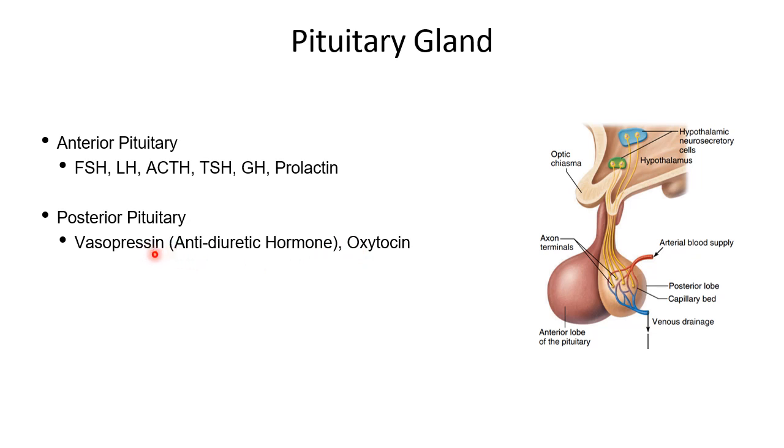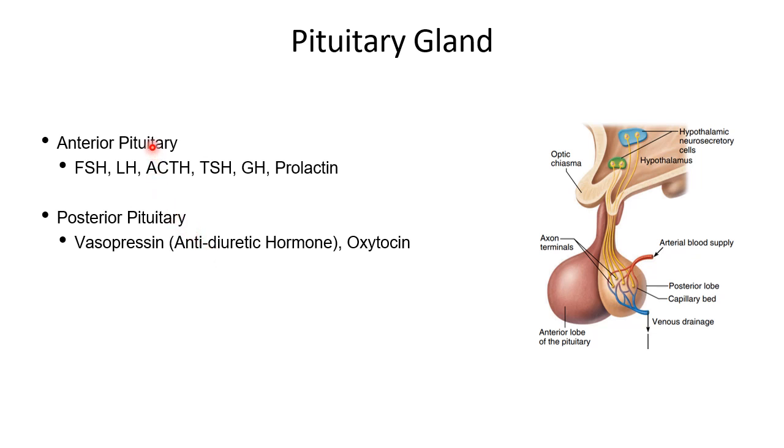Vasopressin, on the other hand, acts on the distal convoluted tubule and the collecting duct to reabsorb free water so that the urine becomes more concentrated and the water is returned into the blood. That is why it is also called antidiuretic hormone.